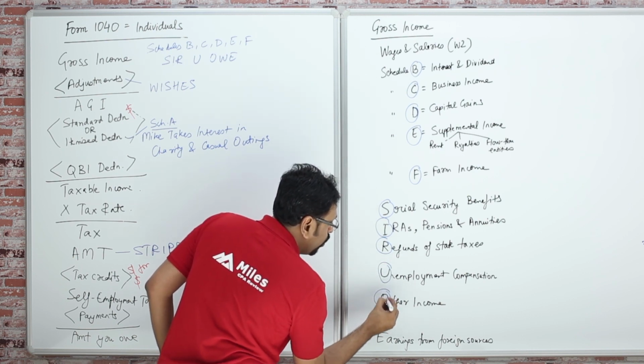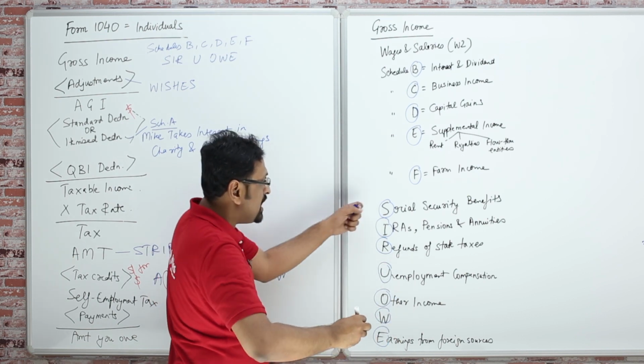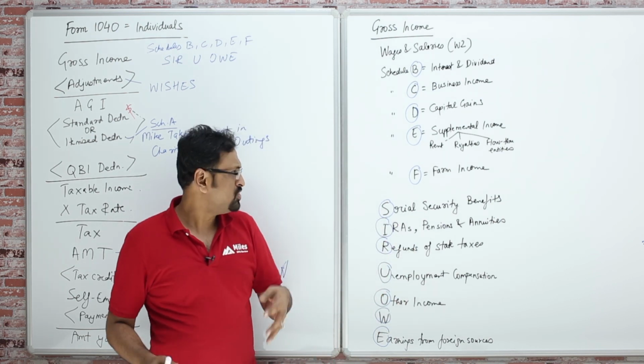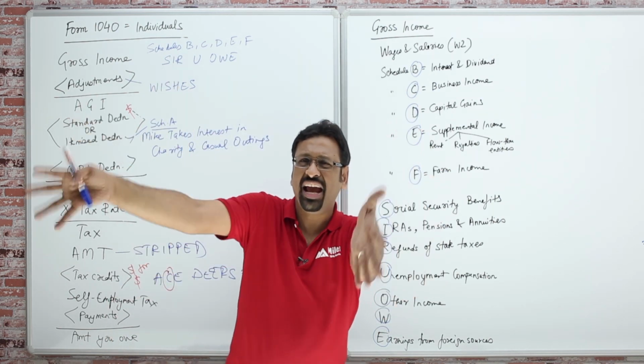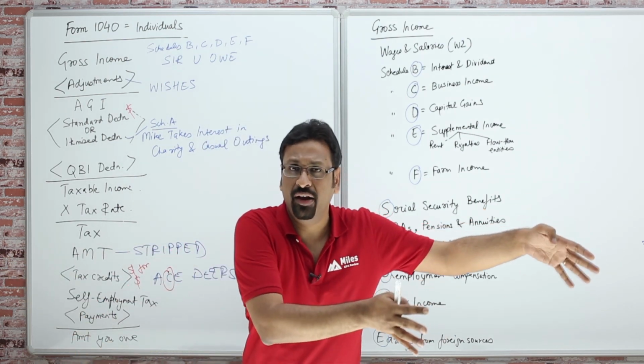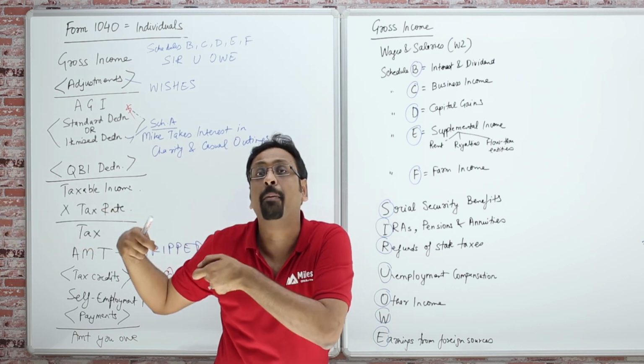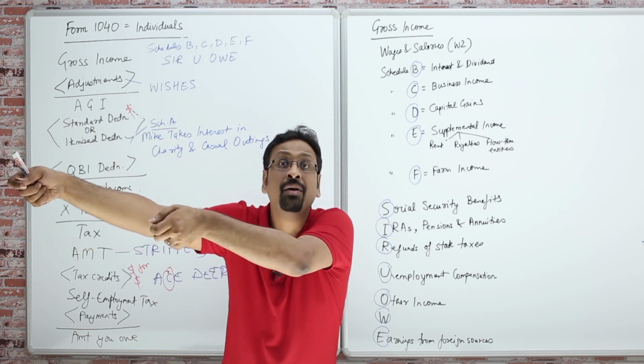SIR YOU OWE. So the S of SIR is Social Security Benefits. Let's say you've worked really hard in your lifetime and now you're retired. When you work really hard in your lifetime, you earn salaries, and you paid payroll taxes to Uncle Sam.